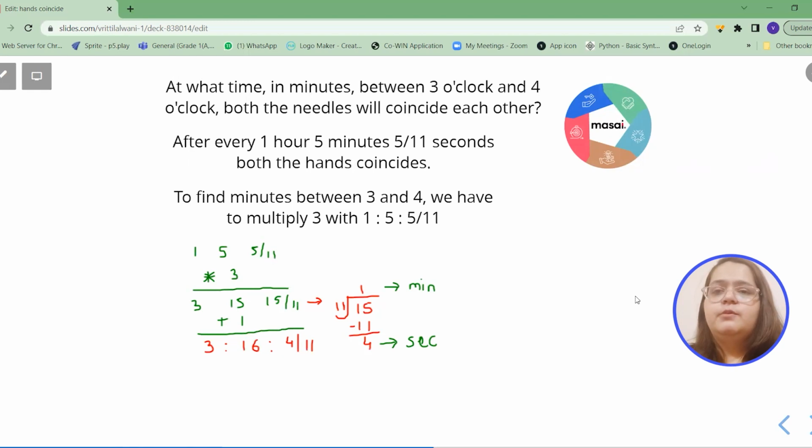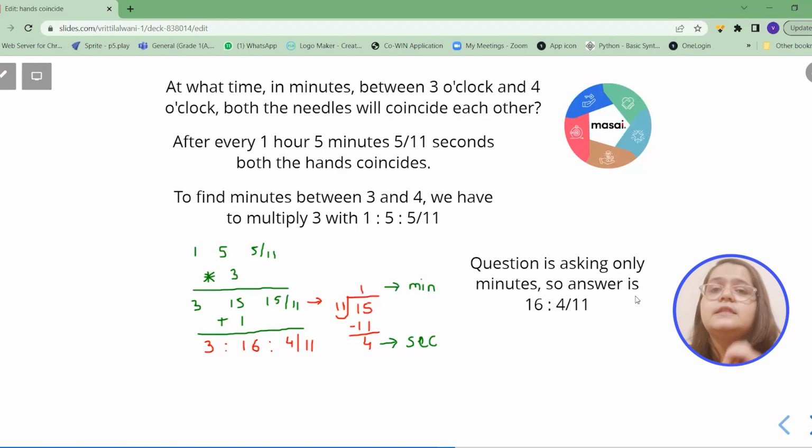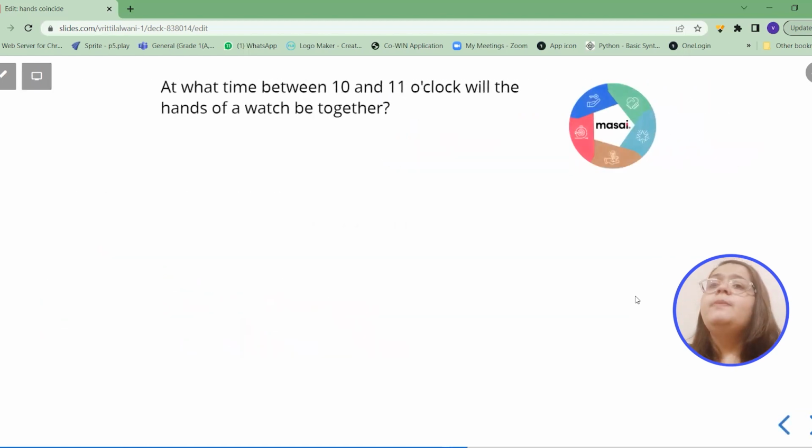When we divide 15 by 11, 1 would be the quotient, that is the minutes, and 4 would be the remainder, that is the seconds, 4 by 11. Now that 1 minute we have to add to the minutes. So instead of 15, that would be 15 plus 1, that is 16 minutes. That is, at 3 hours, 16 minutes, 4 by 11 seconds, the hour and minute hand will coincide again. They would be together. Correct. But the question is asking about minutes only, so that would be 16, 4 by 11. We cannot write the complete thing, 3 hours, 16 minutes, 4 by 11 seconds, as the question is only in minutes.